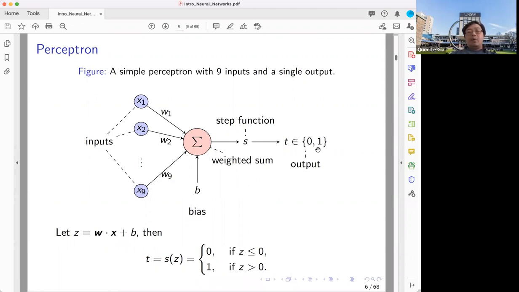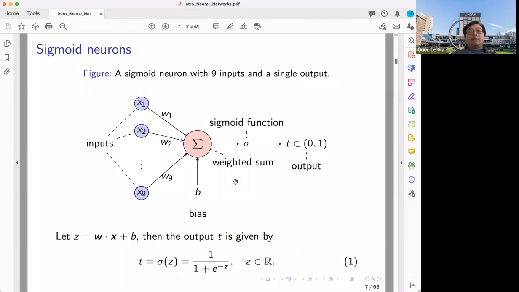Later on, when fuzzy logic came along, they said the output could be a real number between 0 and 1; it doesn't have to be a binary output. So instead of a step function, they replaced it with the sigmoid function. You can see that if z goes to minus infinity, this is just 0, and if z goes to plus infinity, it becomes 1, and in between it's continuous. That is called the sigmoid function.